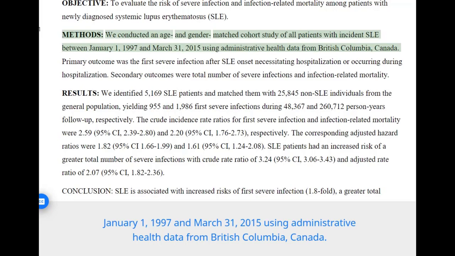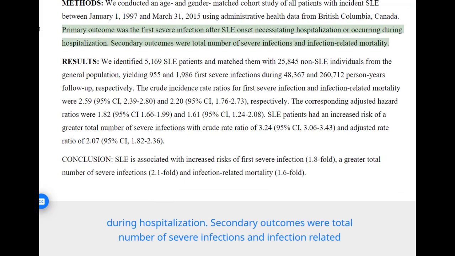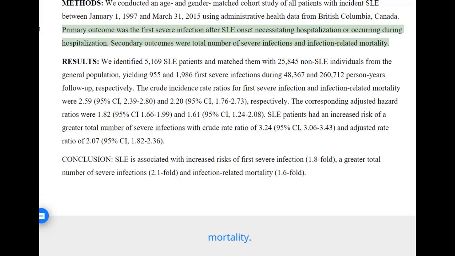March 31, 2015 using administrative health data from British Columbia, Canada. Primary outcome was the first severe infection after SLE onset necessitating hospitalization or occurring during hospitalization. Secondary outcomes were total number of severe infections and infection-related mortality.